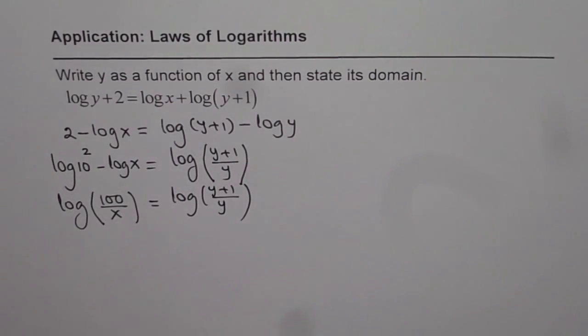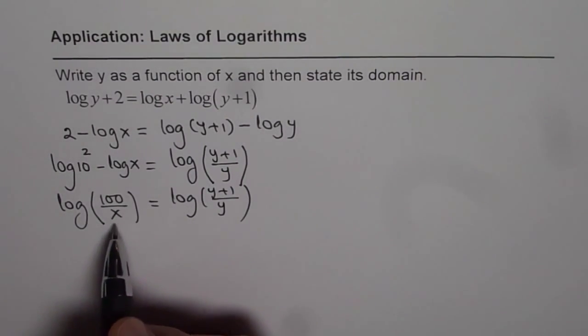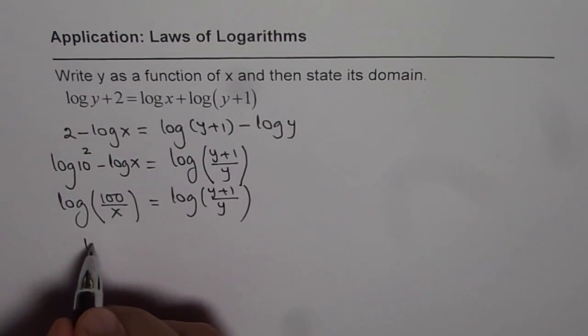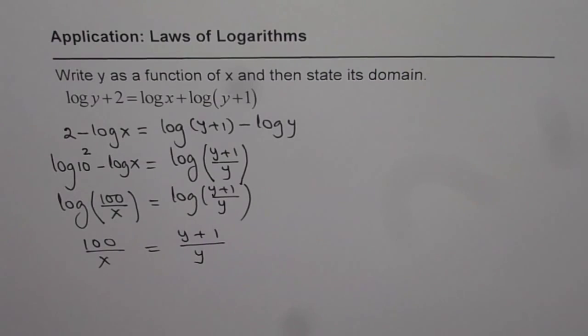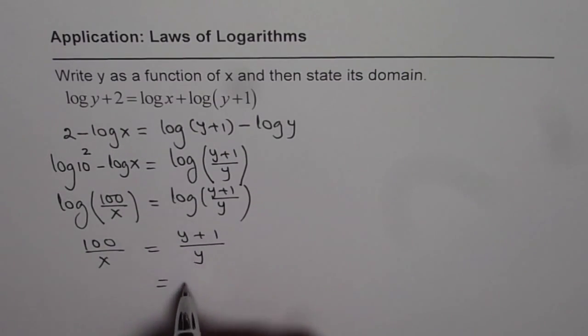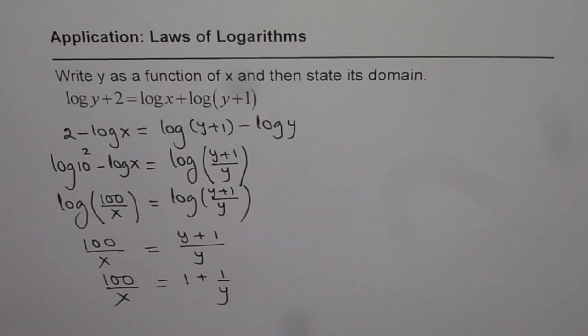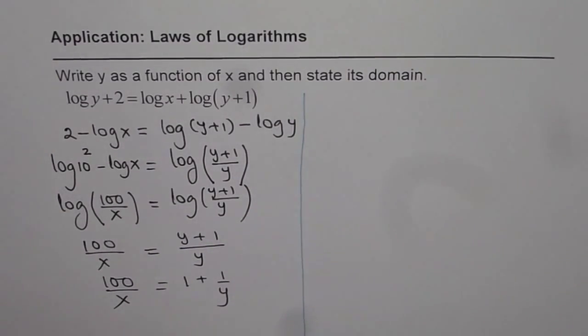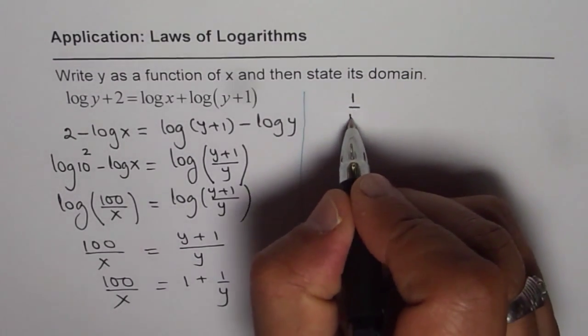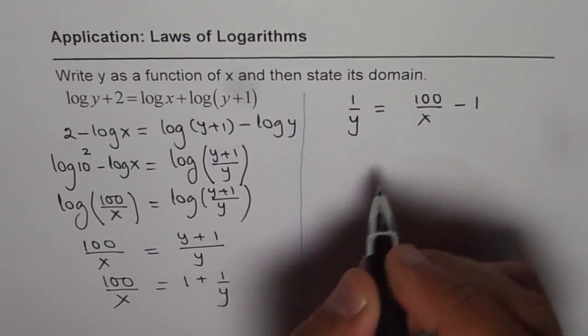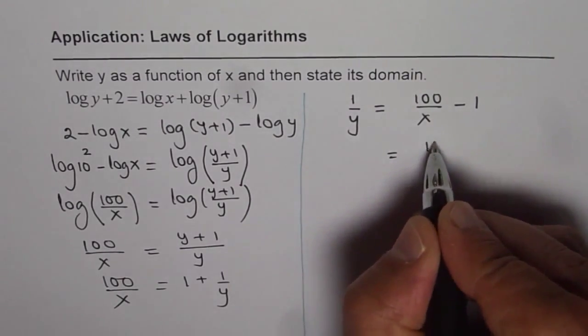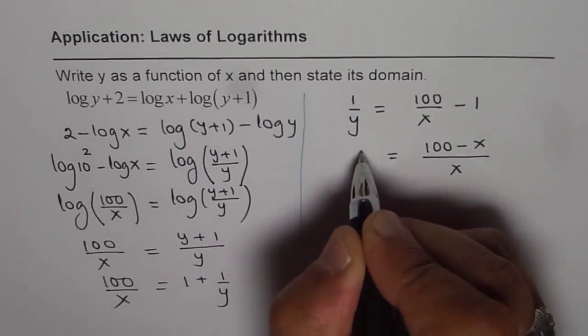Do you see that? Now, with both sides being logarithms, we can equate 100 over x with (y + 1) divided by y. So we get 100 over x equals (y + 1) divided by y. Now if I divide this by y, what do I get? I get 1 plus 1 over y, and on this side we have 100 over x. Now I think it's easy for us to isolate y, correct? Let's do it on the right side. So what we have here is 1 over y is equal to 100 over x minus 1, which is equal to (100 minus x) over x, that is 1 over y.